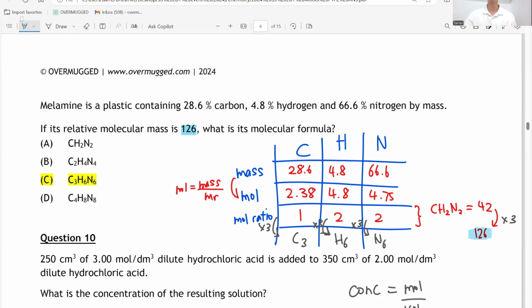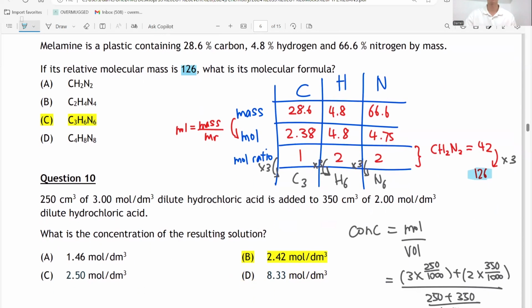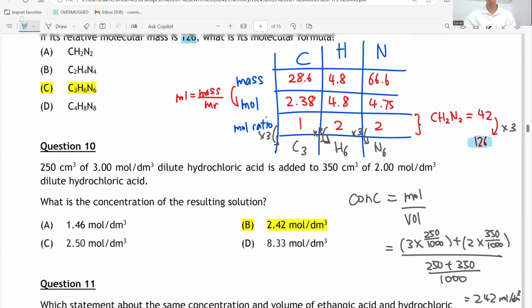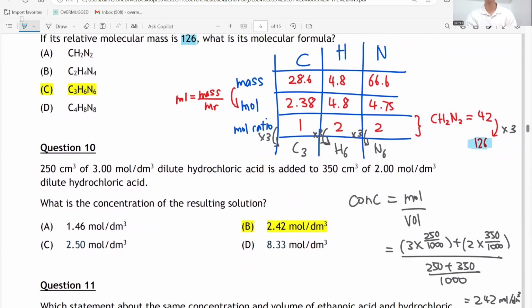Okay, let's move on to question 10. Okay, I'll still leave the previous part up there for those who are copying. For question 10, they're asking us for the concentration of the resulting solution. It's actually quite simple because the formula for concentration is mole divided by volume. So what I'm doing in the top part, to find mole, is to take concentration times volume plus the other hydrochloric acid's concentration times volume.